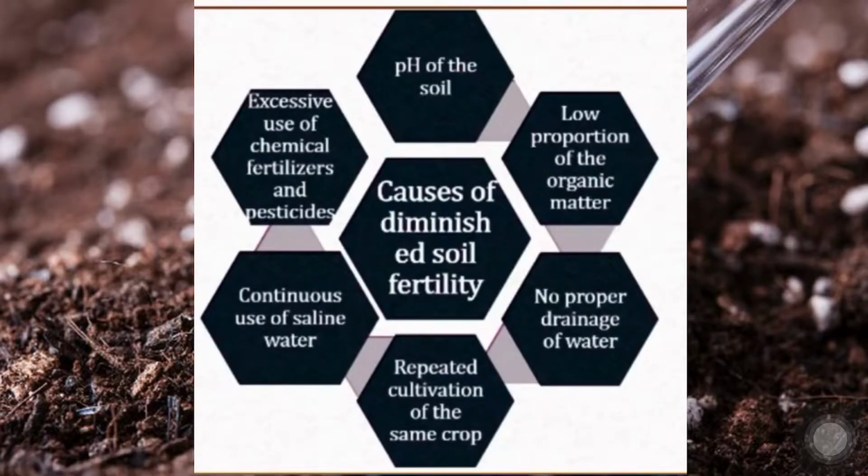Now, causes of diminished soil fertility. Diminished means made smaller or less. Soil pH less than 6 or higher than 8. Low proportion of organic matter. No proper drainage of water. Repeated cultivation of the same crop. Continuous use of saline water. Excessive use of chemical fertilizers and pesticides.